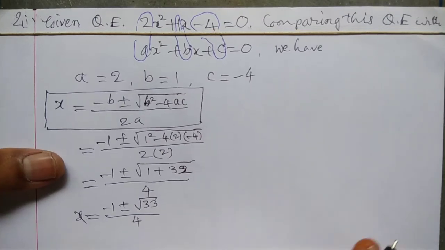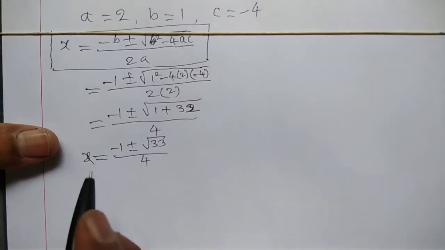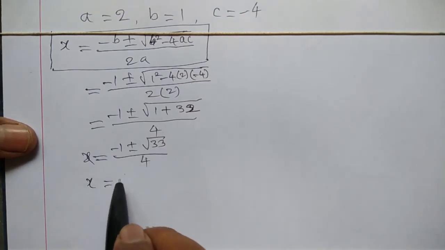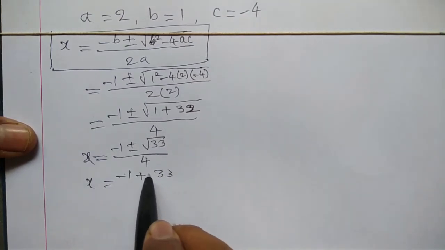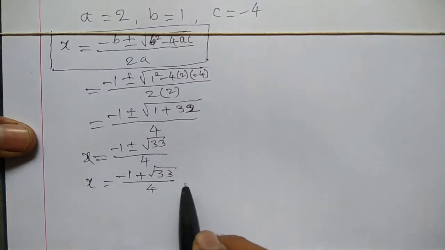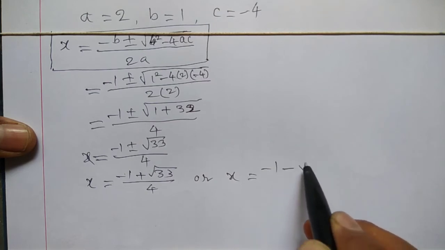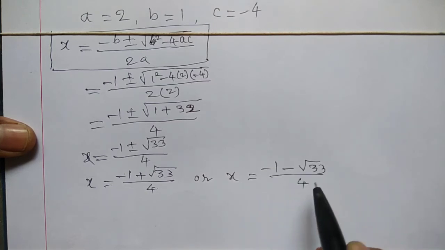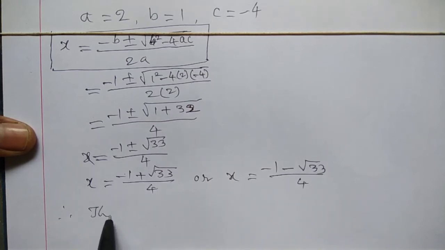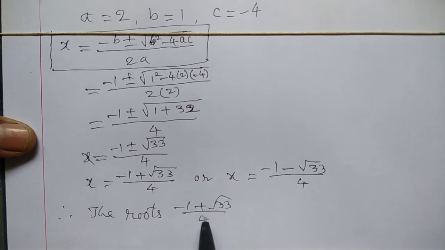So x is equal to minus 1 plus root 33 by 4, or x is equal to minus 1 minus root 33 by 4. Therefore, the roots of the quadratic equation are minus 1 plus root 33 by 4 and minus 1 minus square root of 33 by 4.